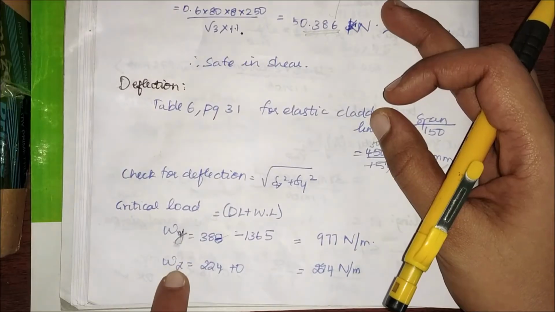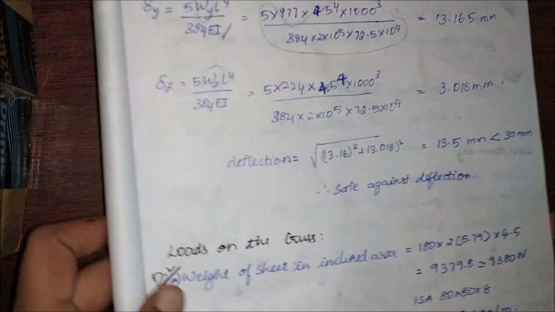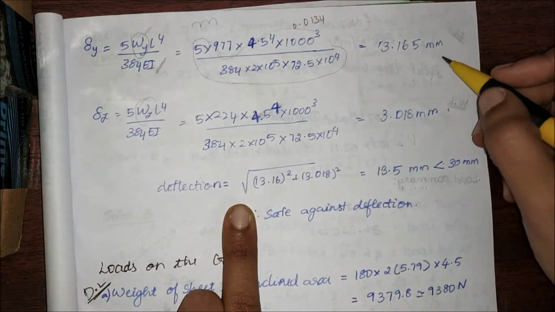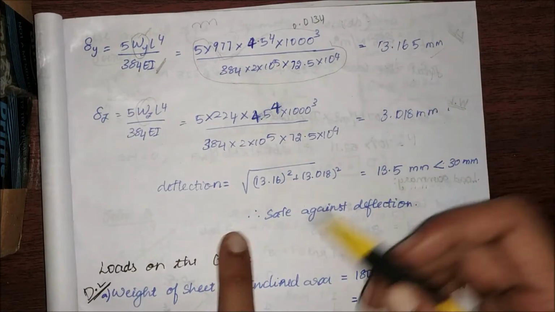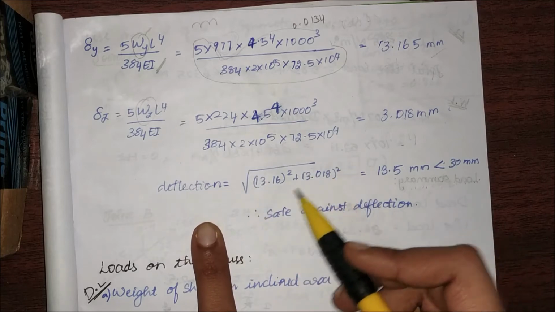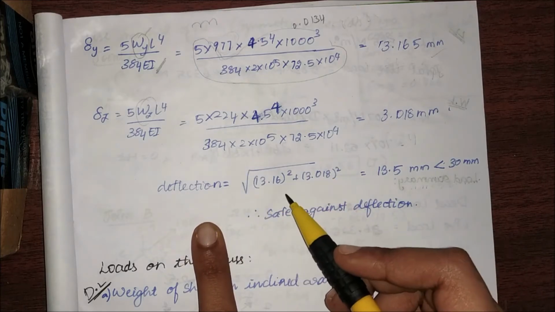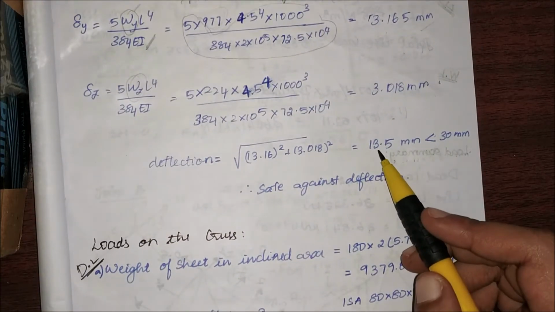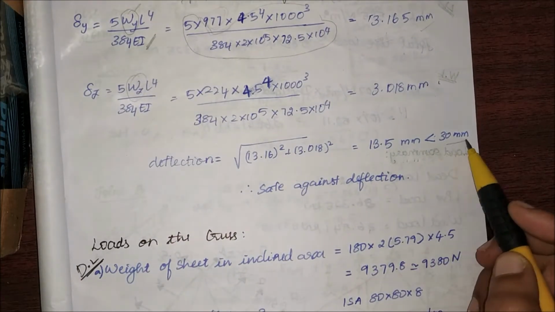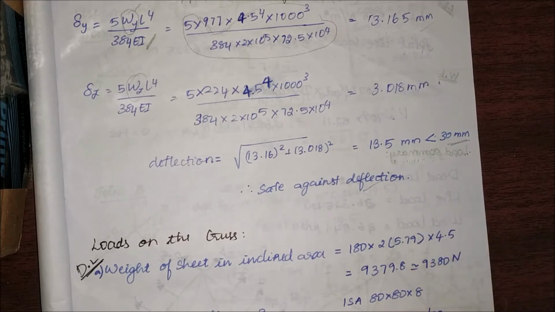So you can see here, I have found wy and wz. Now I am going to substitute them in this formula, and I have found the deflection in both Y direction and Z direction. The deflection formula we already saw is the square root of the sum of the squares of delta Y and delta Z. On doing so, I got 13.5 mm, which is less than 30 mm, my limit. Therefore, it is safe against deflection also.